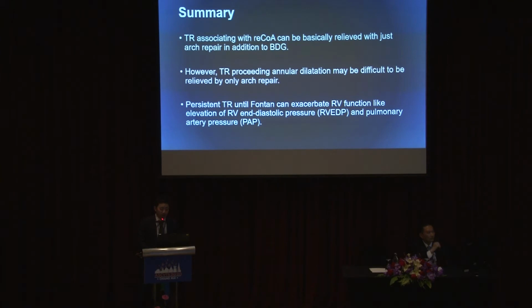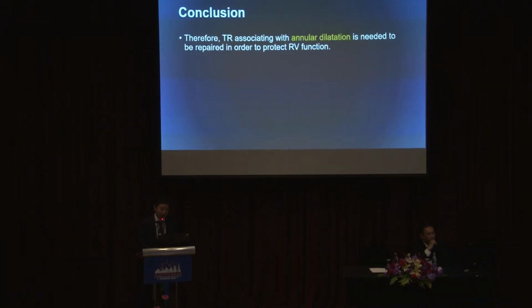So TR associated with recoarctation can basically be relieved with just arch repair in addition to bidirectional Glenn. However, TR with annular dilatation may be difficult to relieve by arch repair alone. Persistent TR until Fontan can exacerbate right ventricular function, like elevation of RV end-diastolic pressure and pulmonary artery pressure. Therefore, TR associated with annular dilatation needs to be repaired in order to protect RV function.